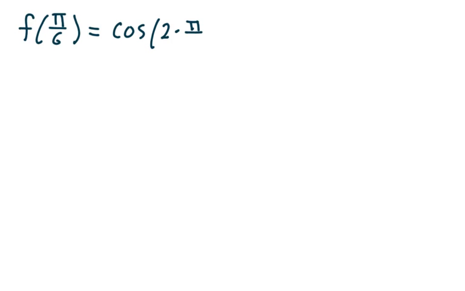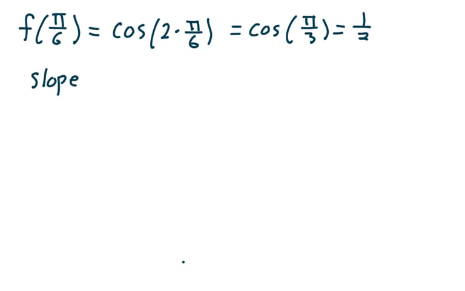Now, what I need to do is plug in f of pi over 6 into the original function, right? So I need to take pi over 6, plug it into the original. We get cosine of 2 times pi over 6, which is cosine of pi over 3, which is equal to 1/2. So we have a slope of negative root 3 and a point of pi over 6, 1/2.